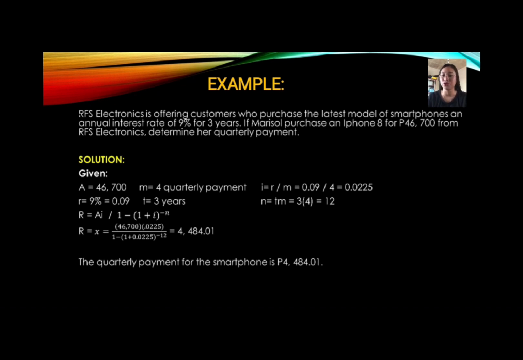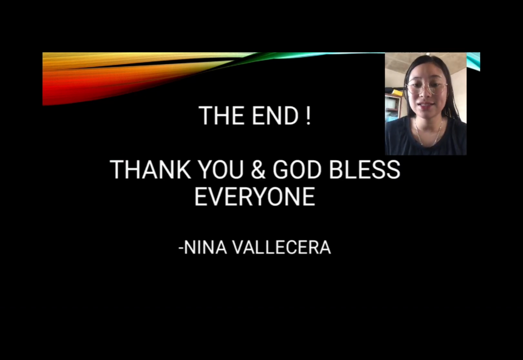So here is the solution. R is equal to 46,700, which is the loan amount, times 0.0225, which is the I, over 1 minus (1 plus 0.0225) raised to the power of negative 12, which is equal to 4,484.01 pesos. So the quarterly payment for the smartphone is 4,484.01 pesos.